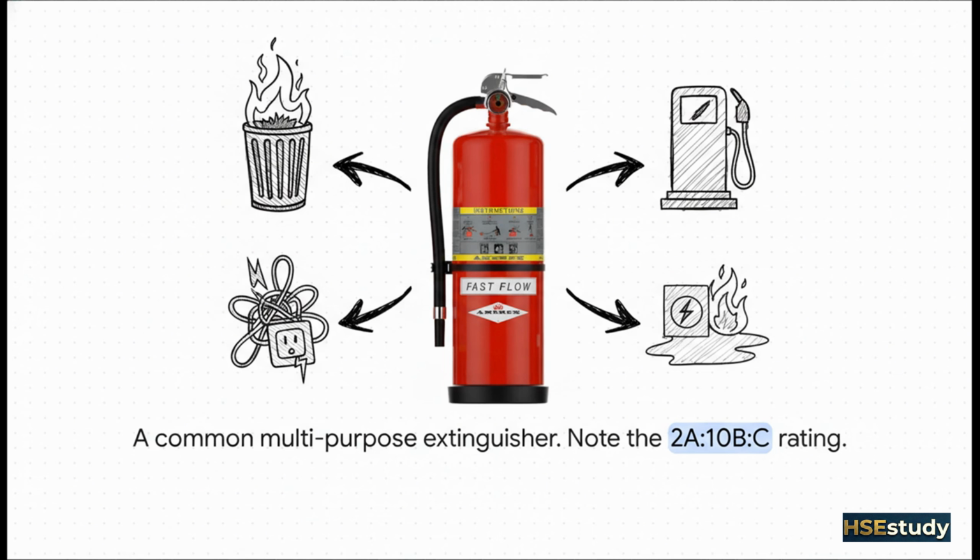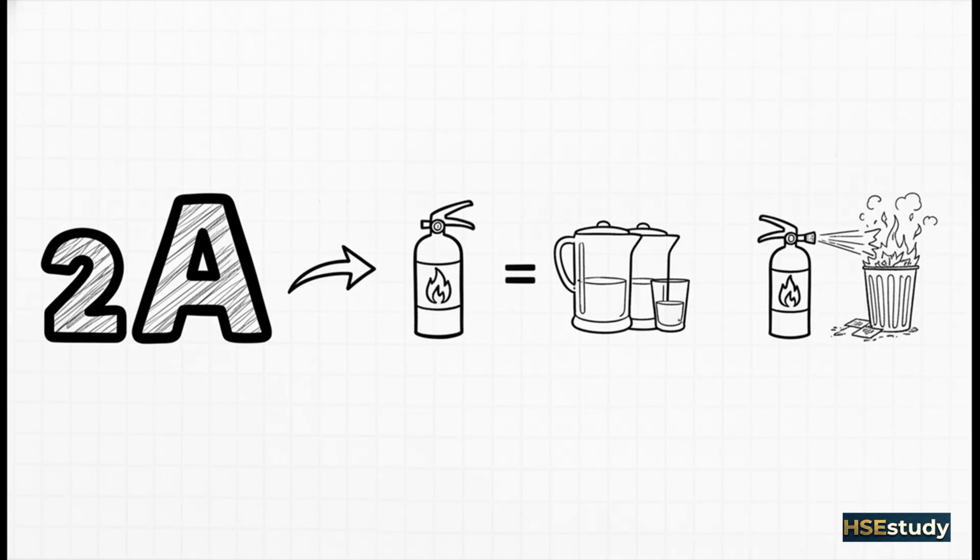See that code right there? 2A, 10B, C? That one little string of characters tells you everything you need to know about what this thing can do. Let's break it down. The 2A part tells us it's good for those Class A, ordinary combustible fires. And in terms of power, it's like having 2.5 gallons of water on standby. That's enough to knock down a small trash can fire before it gets out of control.